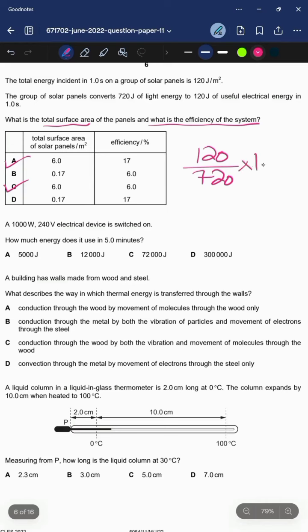If we convert that into a fraction and then a percentage, it will be 1/6 times 100, and 1/6 is 16.66%, which is approximately 17% efficient. So the solar panels are 17% efficient. Okay, so we can go with option A.